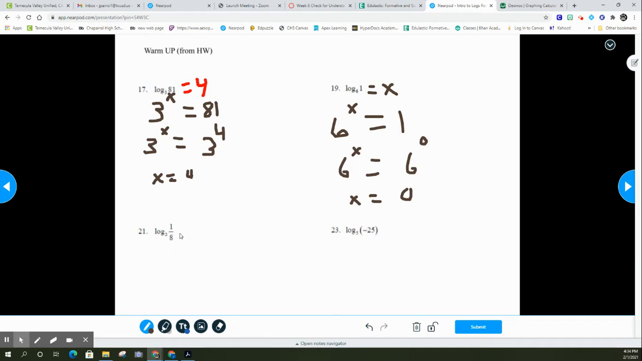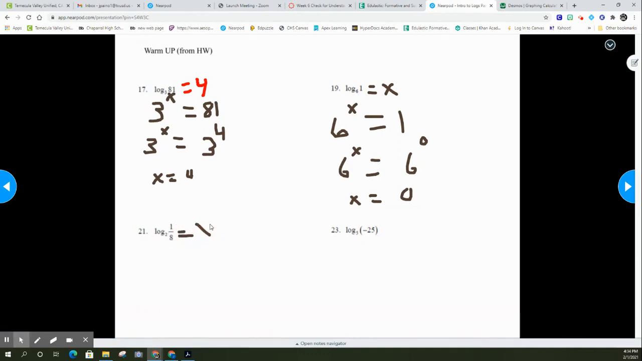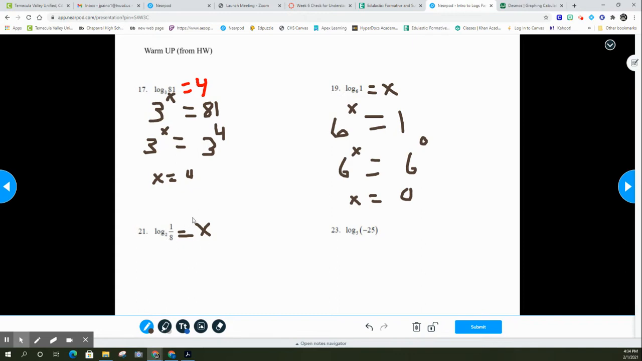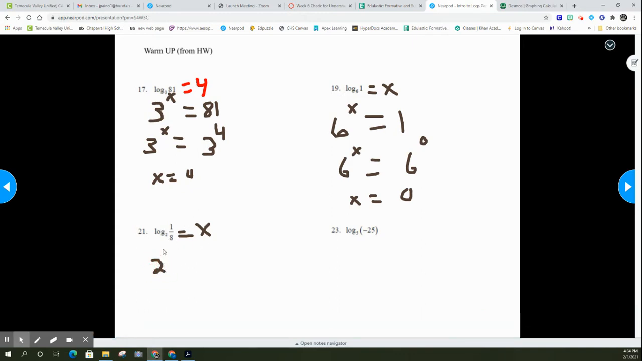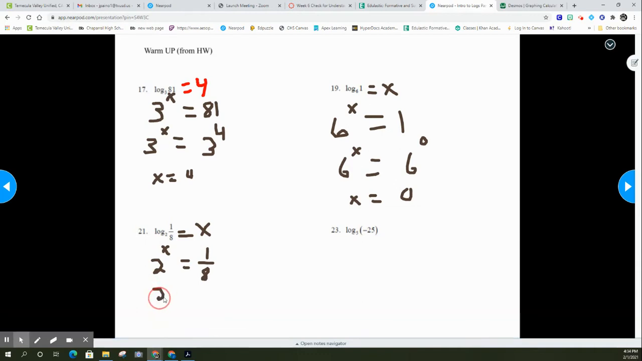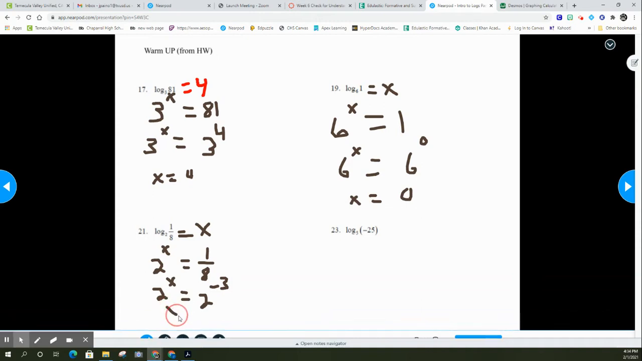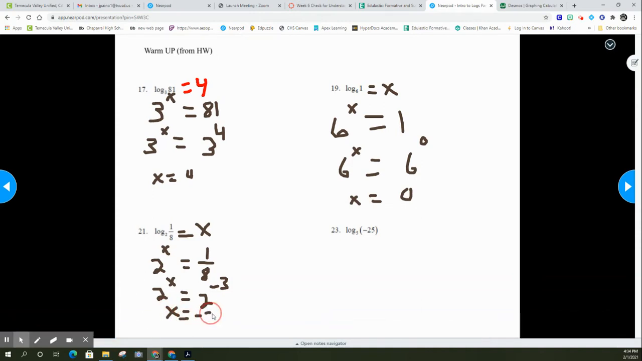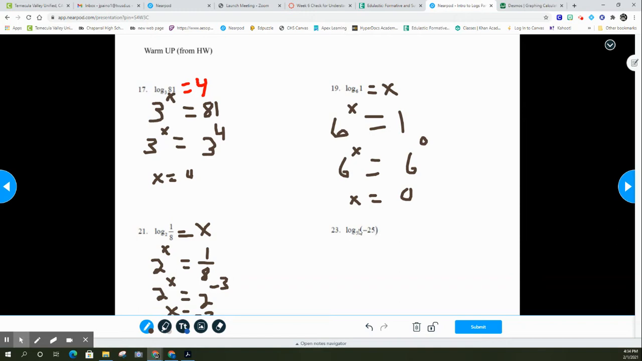Next one, log base 2 of 1/8 equals what? And so again, remember a log is an exponent, so this x is the exponent. So 2 to the x equals 1/8. And we know our properties of exponents, right? The reciprocal. We know that 8 is 2 cubed. So 1 over 2 cubed is 2 to the negative third. So 2 to the x equals 2 to the negative third. So x equals negative 3.